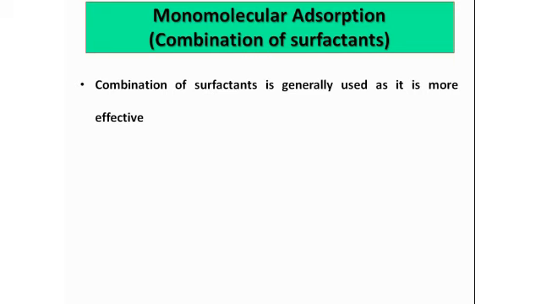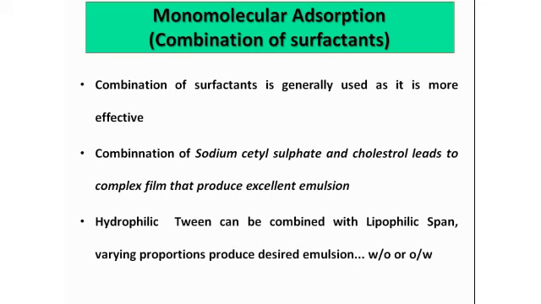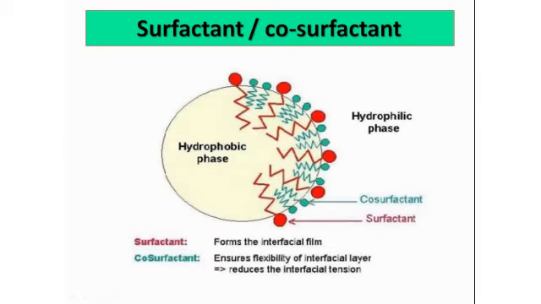Generally we use a combination of surfactants. For example, a combination of sodium cetyl sulfate and cholesterol leads to a complex film that produces an excellent emulsion. This type of combination can also be used in the preparation of liposomes. The next one, hydrophilic Tween. It is a surfactant. Hydrophilic Tween can be combined with lipophilic Span, which is also a surfactant, in varying proportion to produce the desired water in oil or oil in water type of emulsion. Clear? Now surfactant and co-surfactant, let's study.